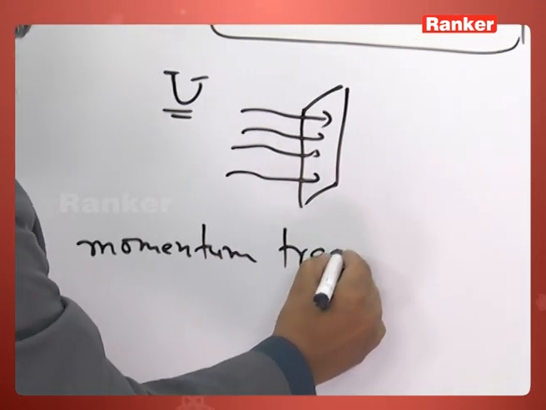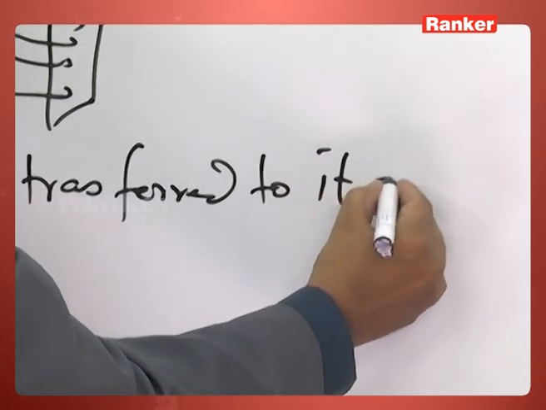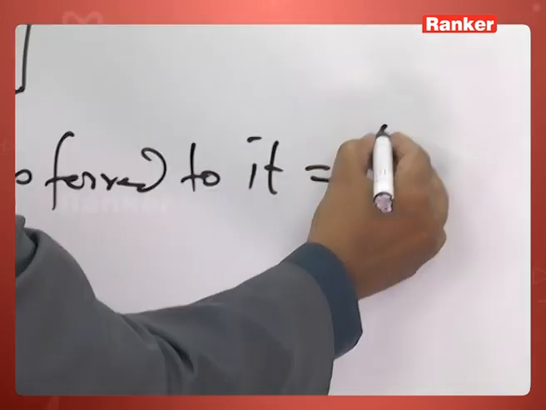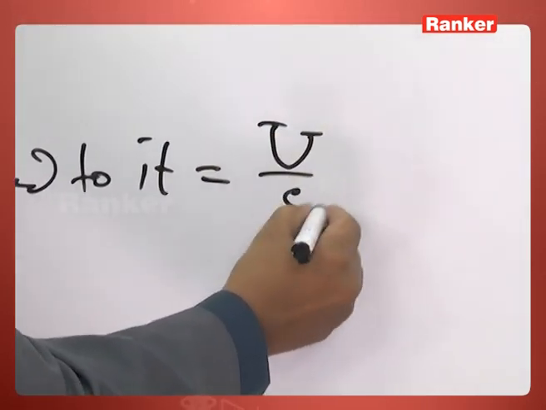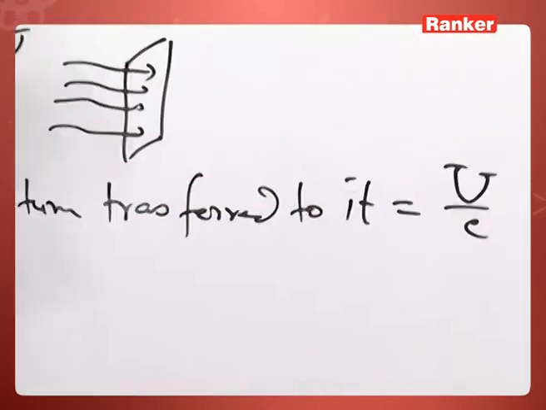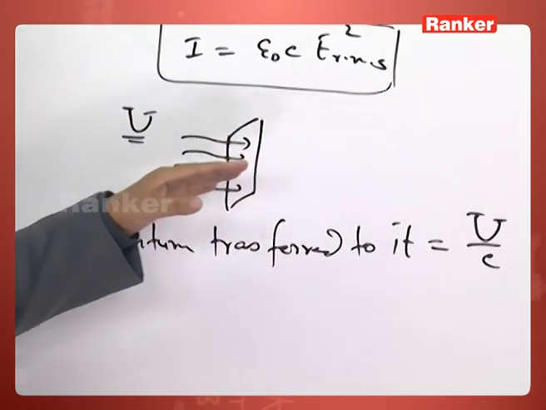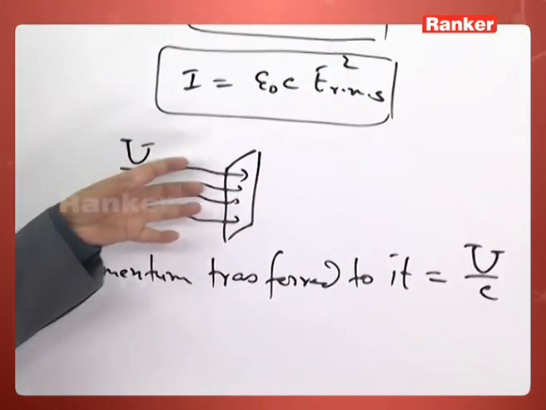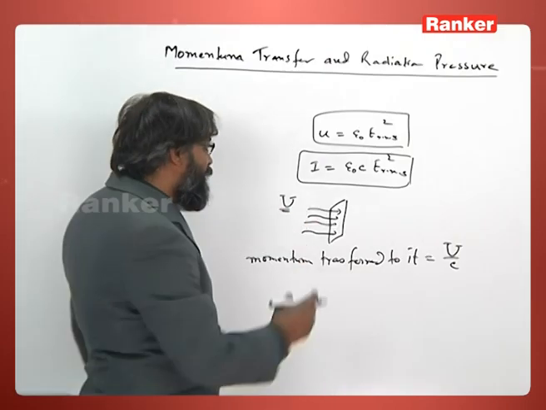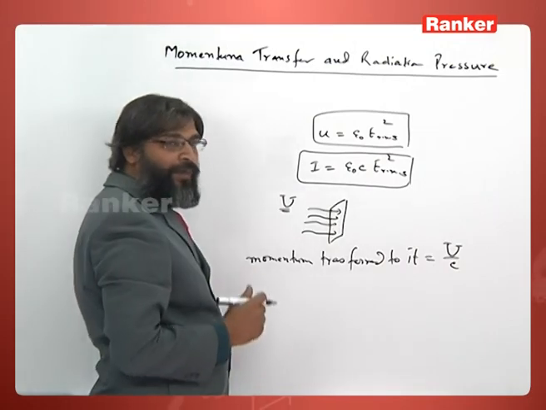will be equal to u by c, where u is not the energy density, this is the total energy transferred to the system. This is the momentum transferred to the system when this energy is absorbed by the surface. So, when this surface absorbs this energy, the momentum transferred is u by c.